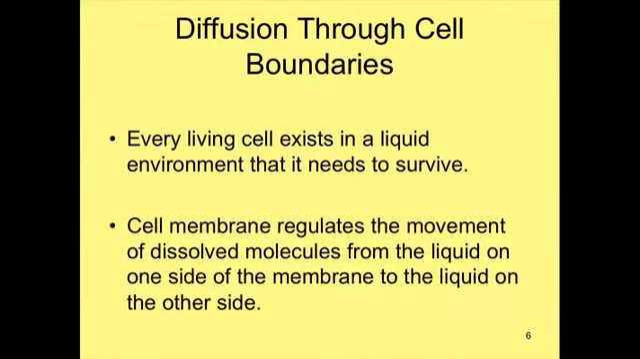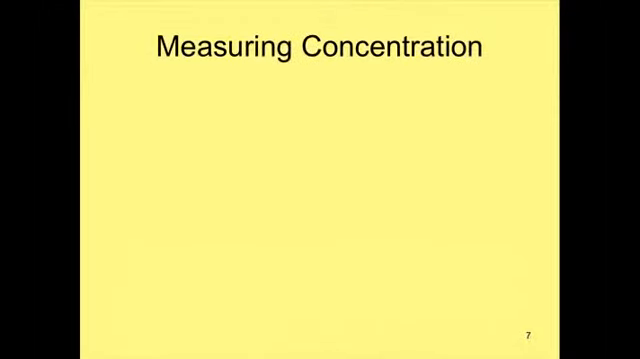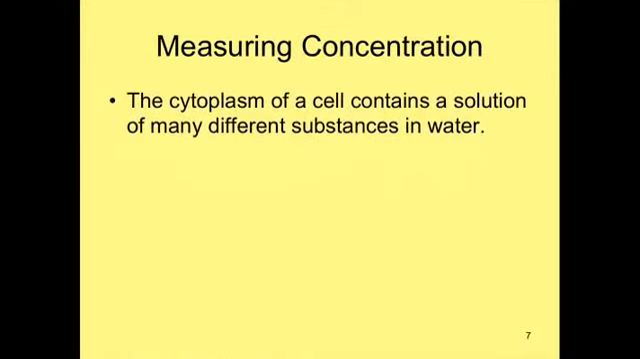The cell membrane regulates the movement of dissolved molecules from the liquid on one side of the membrane to the liquid on the other side of the membrane. The goal when we're moving things from one side to the other is to reach equilibrium.